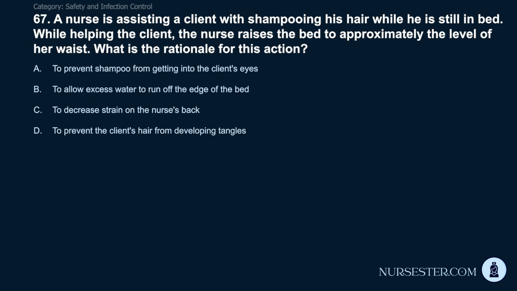67. A nurse is assisting a client with shampooing his hair while he is still in bed. While helping the client, the nurse raises the bed to approximately the level of her waist. What is the rationale for this action? A. To prevent shampoo from getting into the client's eyes. B. To allow excess water to run off the edge of the bed. C. To decrease strain on the nurse's back. D. To prevent the client's hair from developing tangles.